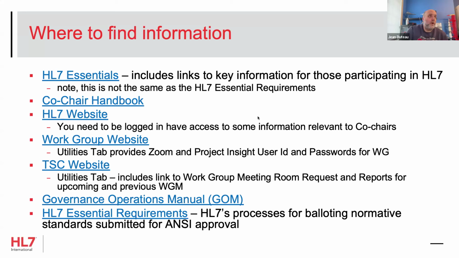There's the general HL7 website, right? There's your workgroup website on Confluence. Every workgroup has a Confluence section. There's the TSC website, right? There's the GOM, and then there's the essential requirements around ANSI, right? The top one, HL7 Essentials, is different from the Essential Requirements. The Essential Requirements is a document. The Essentials is a web page that gives a bunch of links. So these links are very important. Like I said, the Essentials is probably the number one link to have in your browser. I have it bookmarked because that's where a lot of information is, and we have links to a lot of these other things via the Essentials.